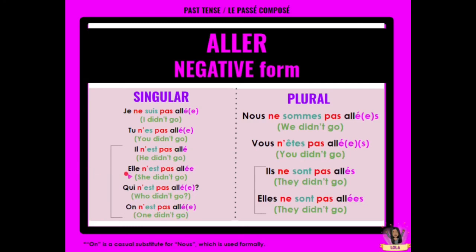Elle n'est pas allée. On n'est pas allé. Nous ne sommes pas allés. Vous n'êtes pas allés. Ils ne sont pas allés. Elles ne sont pas allées.